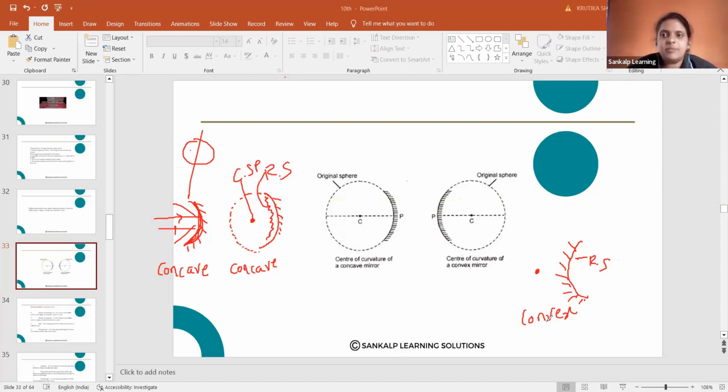So what is a concave mirror? The reflecting surface towards the center of the sphere is called a concave mirror. The reflecting surface away from the center of the sphere is called a convex mirror.